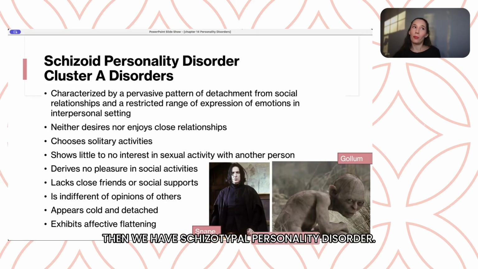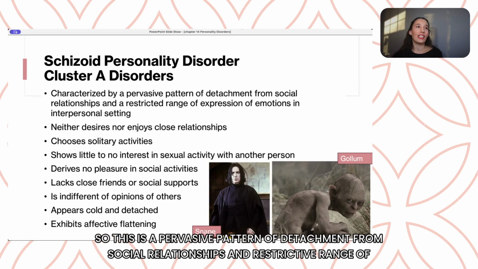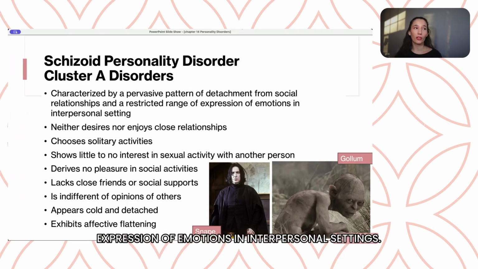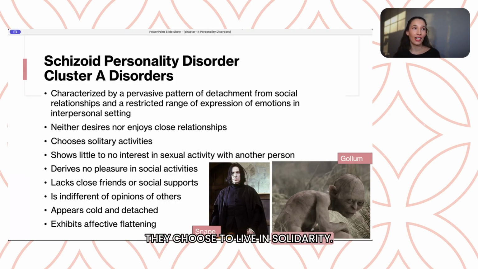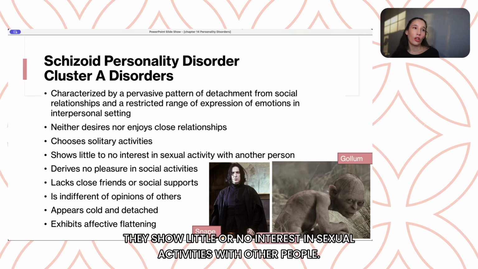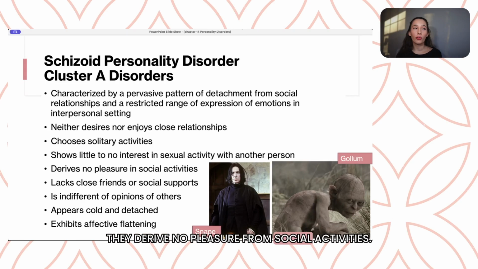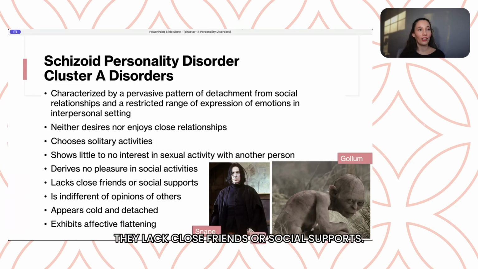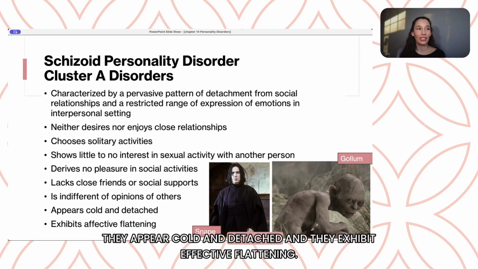Then we have schizoid personality disorder. So this is a pervasive pattern of detachment from social relationships and restrictive range of expression of emotions in interpersonal settings. They neither desire nor enjoy close relationships. They choose to live in solitude. They show little or no interest in sexual activities with other people. They derive no pleasure from social activities. They lack close friends or social supports. They're indifferent to the opinions of others. They appear cold and detached, and they exhibit affective flattening.